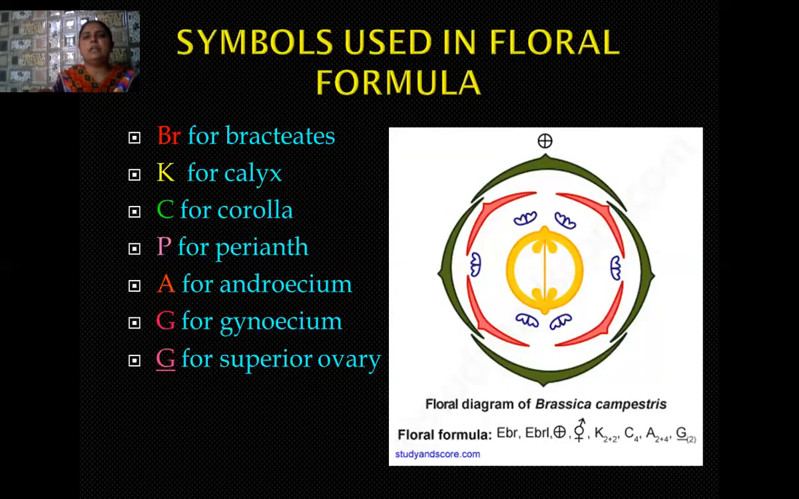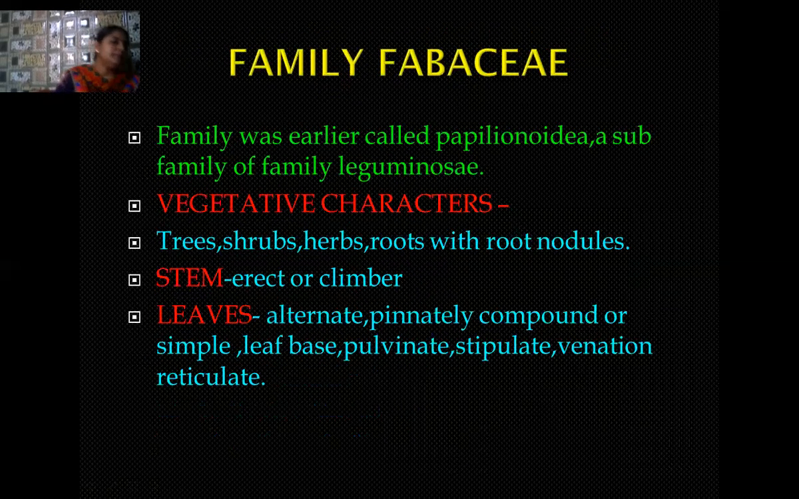Okay, students, here we are going to start our first family. And that is family Fabaceae. So students, family Fabaceae was earlier known as the Papilionoidea family, and there is a subfamily inside this, which is family Leguminosae. So here I am going to tell you the vegetative character, students. So here, what kind of stem is present? Stem is erect. Sometimes the stem grows in a vertical fashion, erect kind of stem, and sometimes it is a climber. That is, it takes the help of some other plant, and then it climbs. You know that in pea plant, tendrils are present, which help in the climbing of the stem.